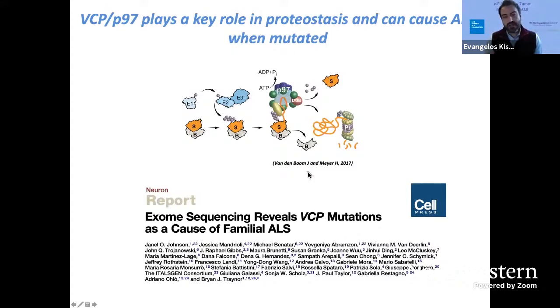Now, what this protein does is it identifies ubiquitinated substrates that are due to be degraded or turned over, and through an interaction with a number of cofactors, it extracts these ubiquitinated substrates and either presents them to the proteasome for degradation or releases them for turnover. And you can imagine that if the function of this protein is impaired, the turnover or degradation rates of a number of proteins would be impacted.